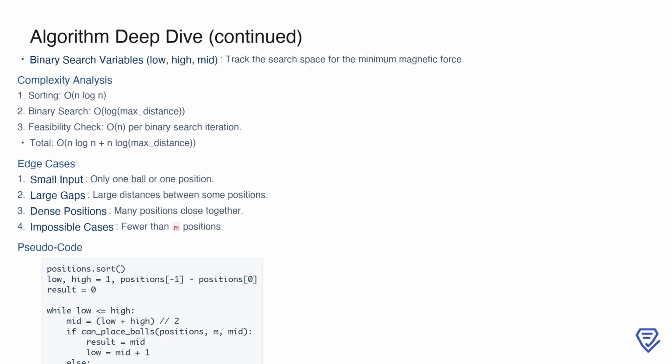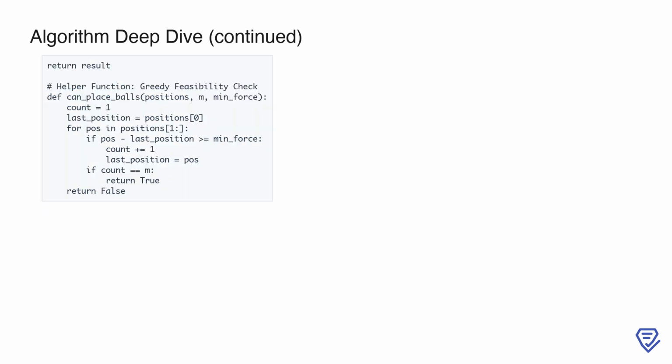We also need to handle edge cases, such as having only one ball or position, large gaps between positions, dense clusters of positions, or cases where placing M balls is impossible. The pseudocode provided summarizes the entire algorithm, including sorting, binary search, and the greedy feasibility check. The final implementation of the algorithm returns the result after completing the binary search.